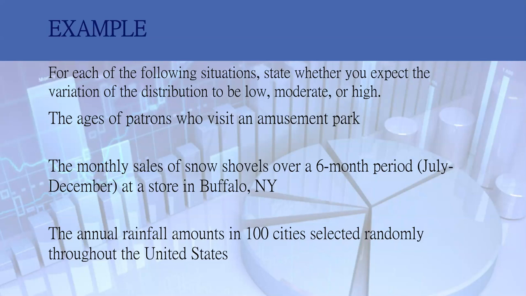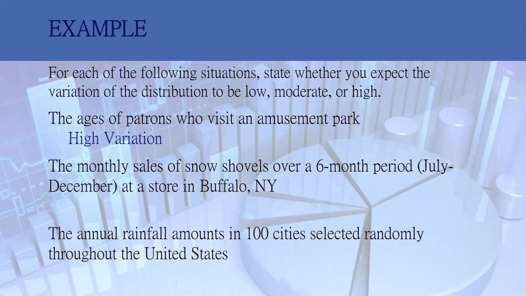And then we're going to do the same 3 examples here. We're going to talk about variation for this. So the ages of patrons who visit an amusement park, as far as variation goes, that's probably going to be pretty varied. You're going to have some young people, you're going to have some older people, and then everybody else in between.